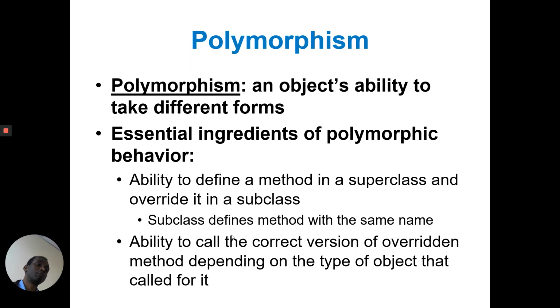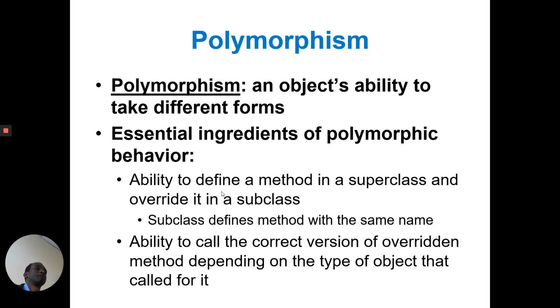Then we have what's called polymorphism. It's an object's ability to take different forms. So essential ingredients of polymorphic behavior is the ability to define a method in a superclass and override it in a subclass. So the subclass defines a method with the same name.